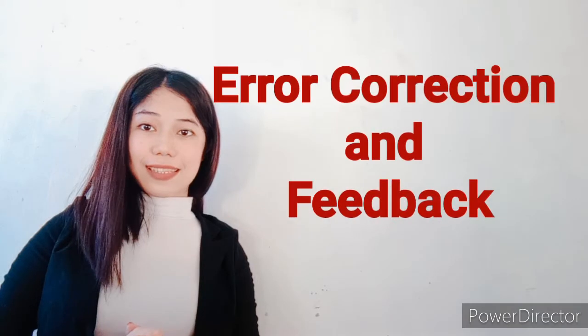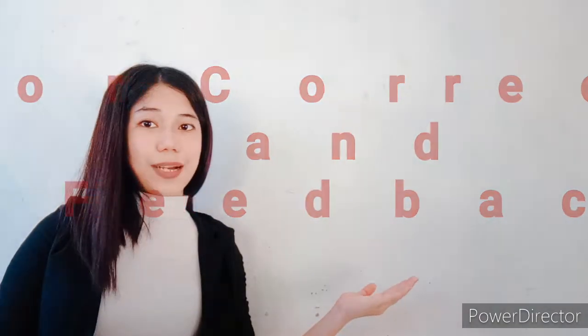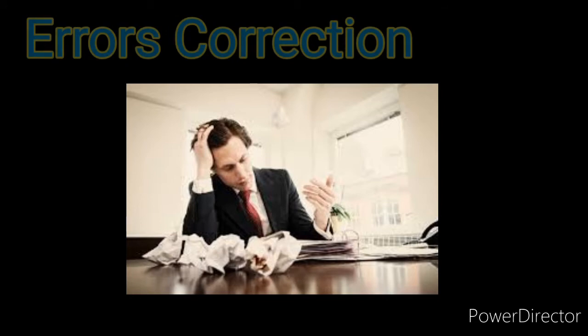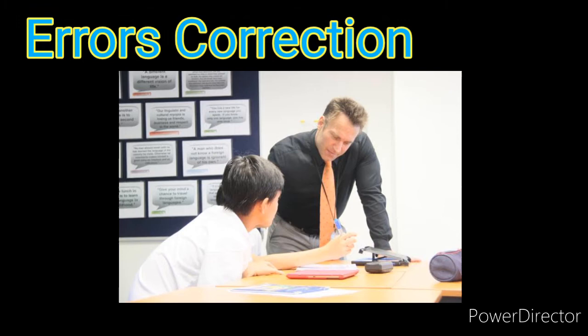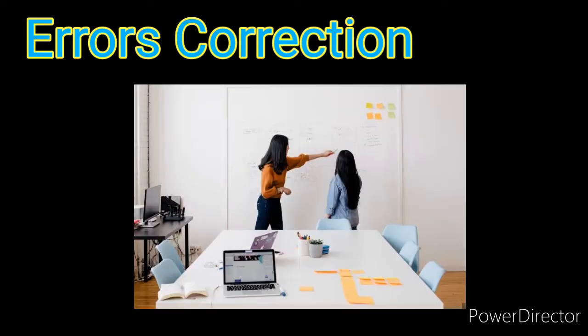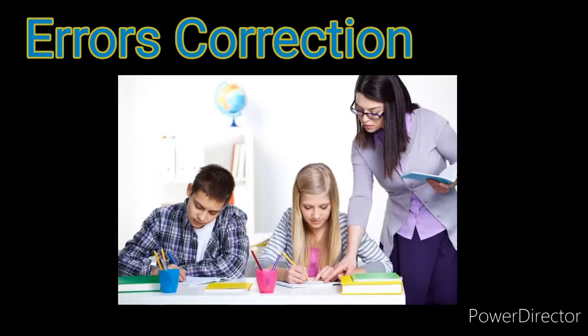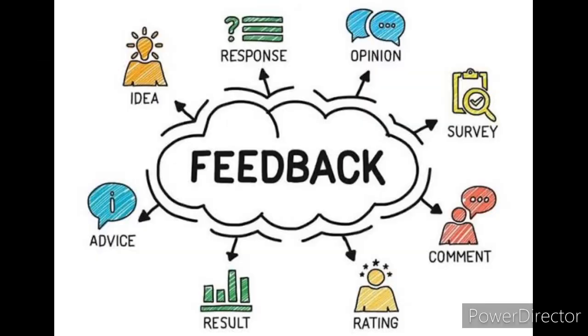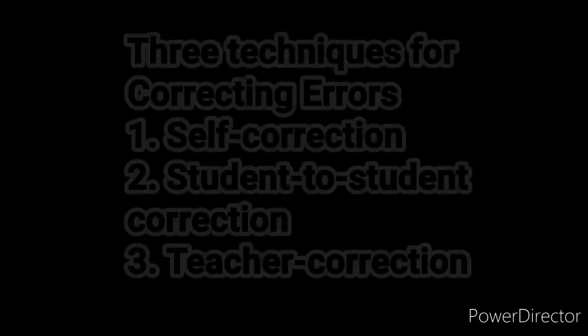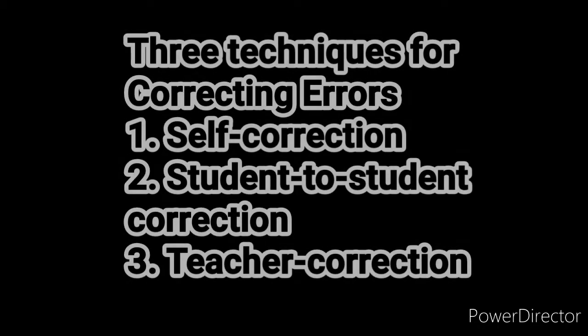And next is error correction and feedback. Errors are mistakes which students cannot correct themselves and which need explanation. When responding to errors, teachers should be seen as providing feedback, helping students to reshape their knowledge rather than telling students off because they are wrong. Though feedback can be very helpful during oral work, teachers should not deal with all oral production in the same way. Three techniques for correcting students' errors.